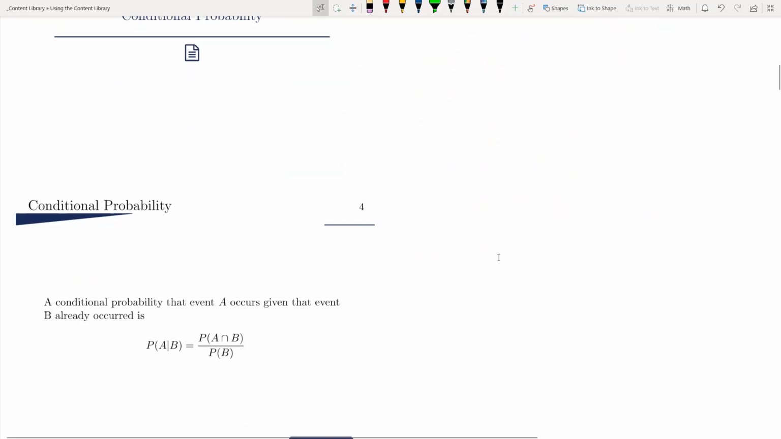So conditional probability, what is it? It's basically calculating the probability of an event by knowing that another event occurred. Notation wise, we use this line to denote what happened, or given. So this means that B already happened, or we would call this line "given". So given B already occurred, what's the probability of event A occurring?